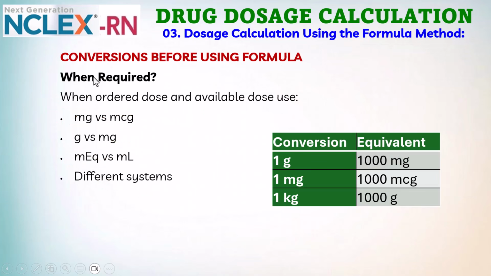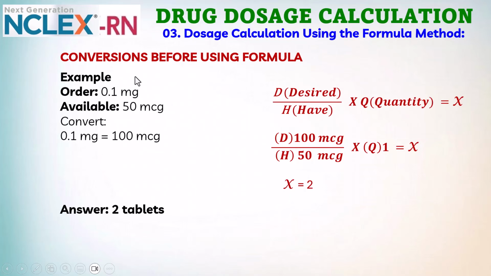Sometimes the units don't match. For example, milligram versus microgram, gram versus milligram, and milliequivalent versus milliliter. When this happens, stop. Convert first. Never mix units in the formula. That's a common nursing or NCLEX mistake. So the conversions are 1 gram equals 1000 milligram, 1 milligram equals 1000 microgram, and 1 kilogram equals 1000 gram.